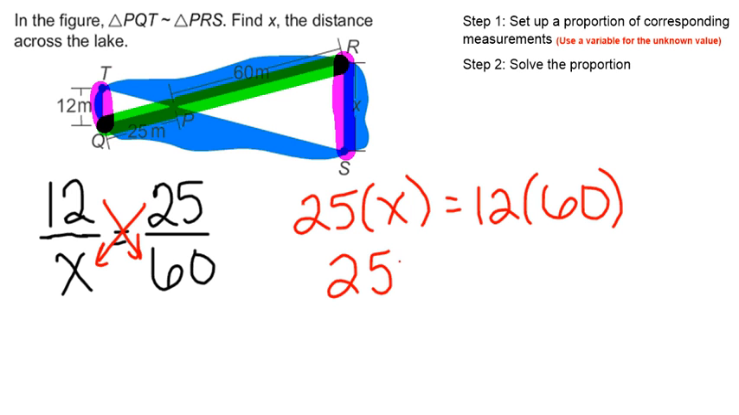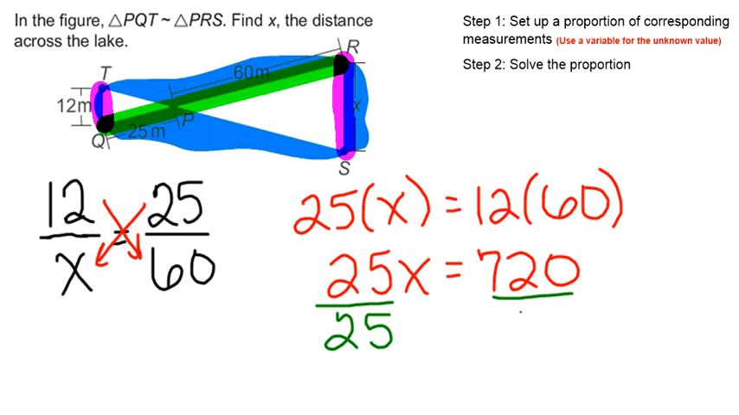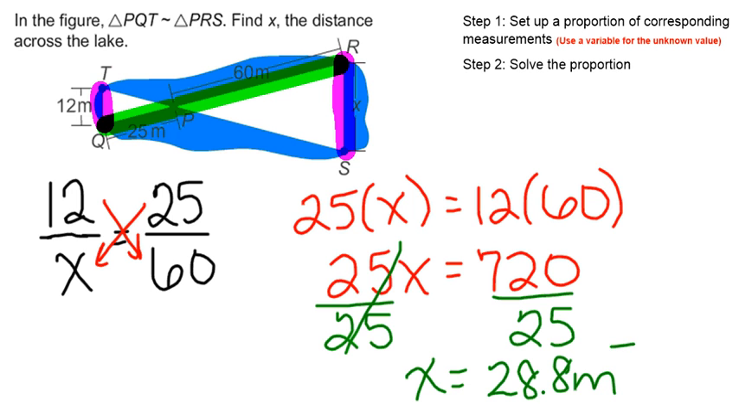So 25x is going to equal 720. Now our variable x is being multiplied by 25, so let's divide by 25 on both sides of the equation. x is going to equal 28.8 meters.